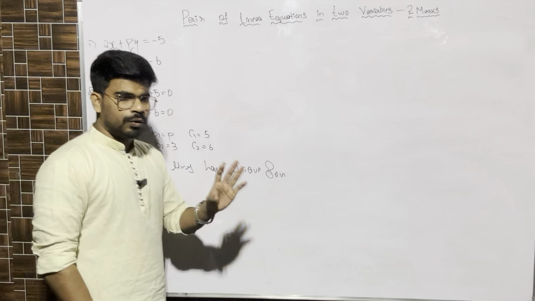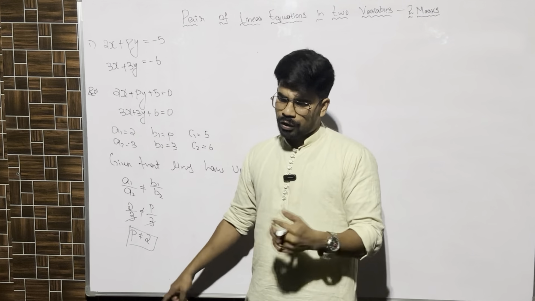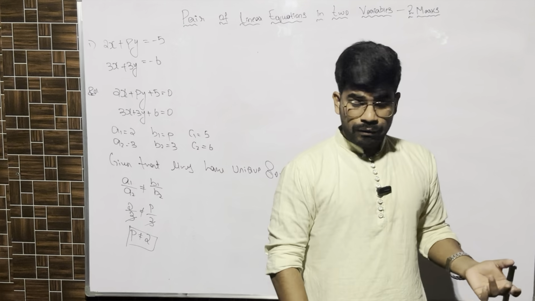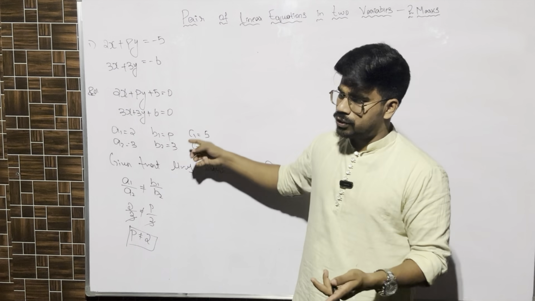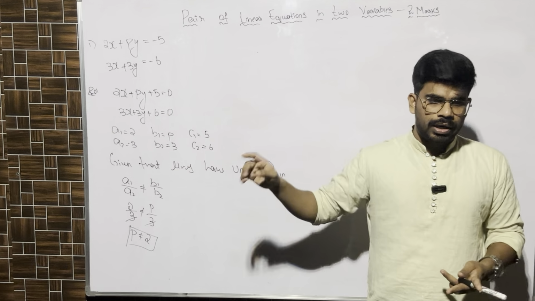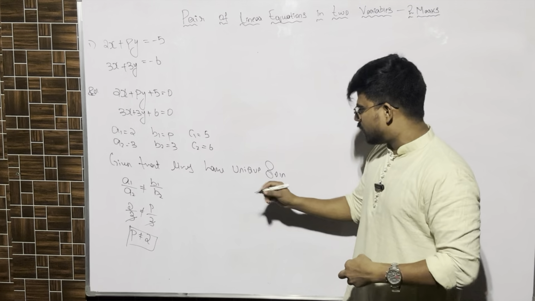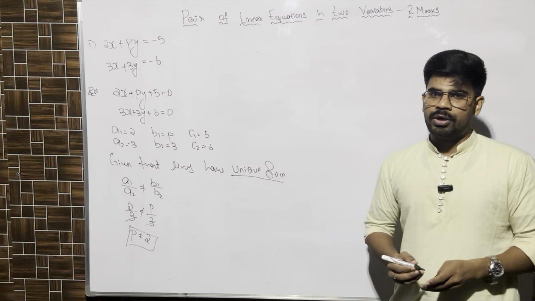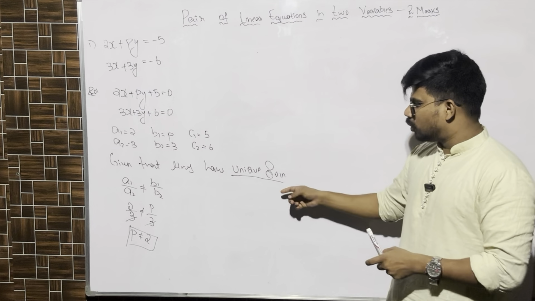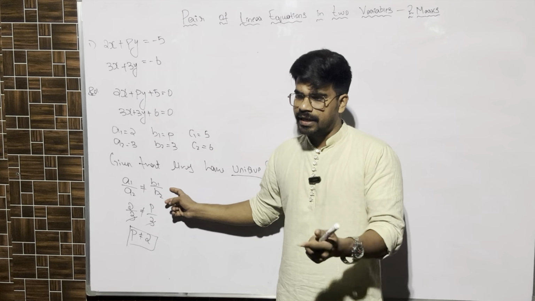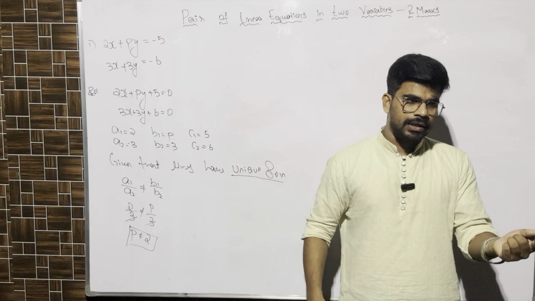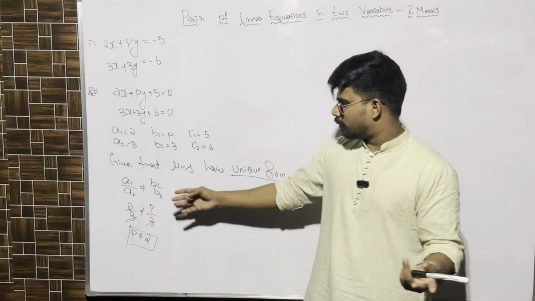For what value of P will you have a unique solution, infinitely many solutions, or no solution? That is how the question will ask. So all you have to do is depend on this condition. What is the condition? Unique solution. Unique solution in the sense lines are intersecting. Either he'll say lines are intersecting or he'll say unique solution. So you have to use that condition.